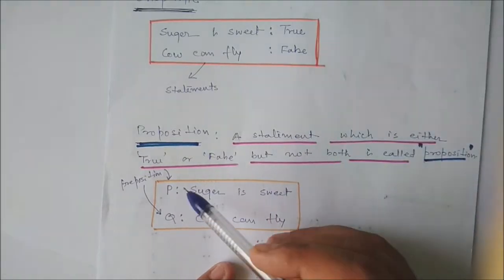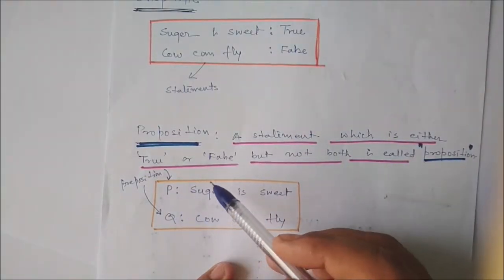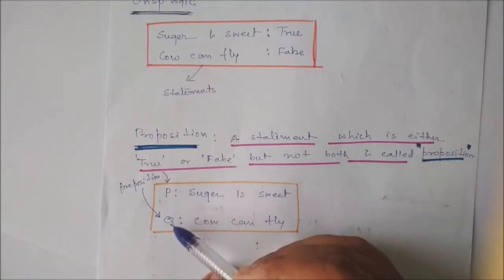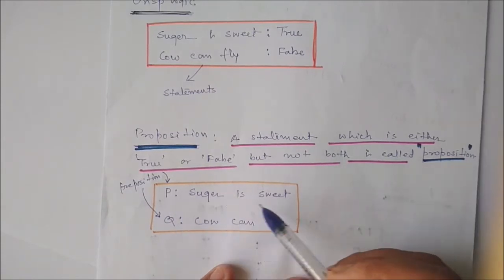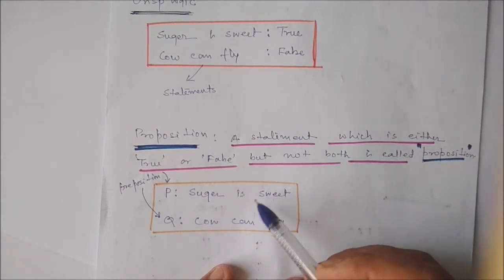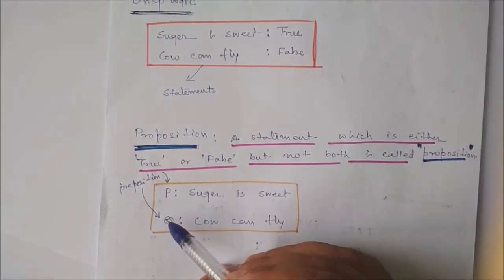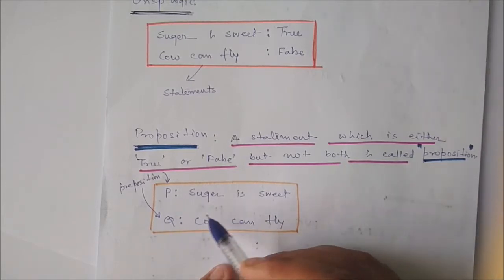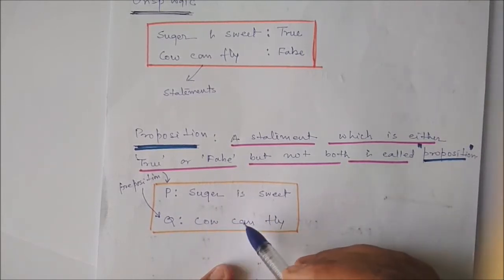Okay, so P and Q. In short, we give some symbol. Say P: sugar is sweet, so it's a proposition because it is true. Cow can fly is another proposition. We use the symbol Q, and definitely it is false, but it is not both.